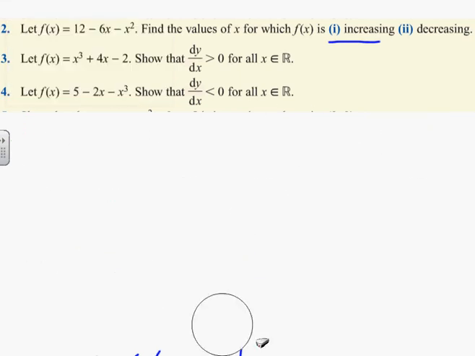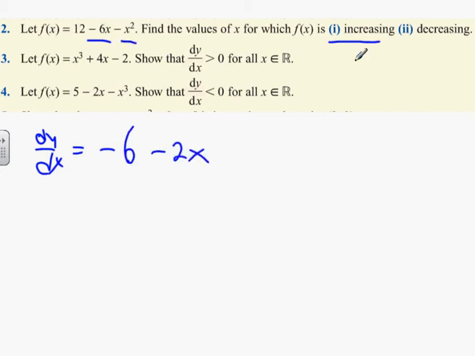Sorry guys, let's do this from scratch, right? So what we're going to do is differentiate once, and when we differentiate, we're going to get minus 6 for the first part, and then differentiate the second part is minus 2x. If it's increasing, it's greater than 0. We bring the minus 6 over to the other side, so it's minus 2x greater than 6.